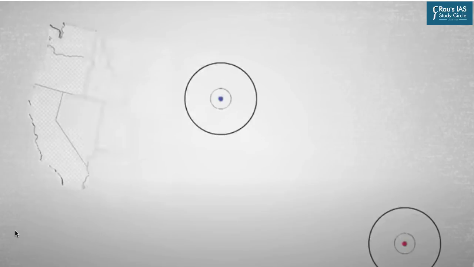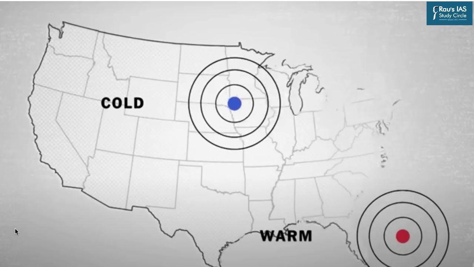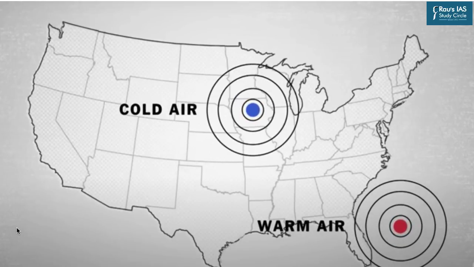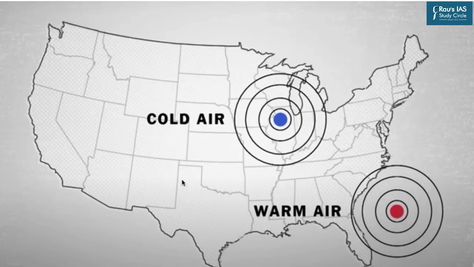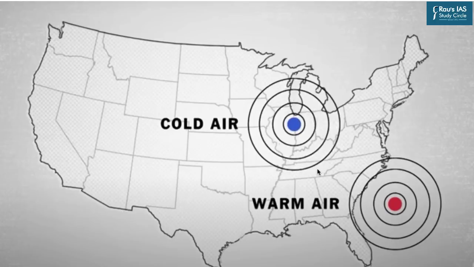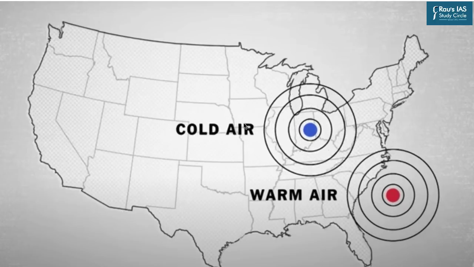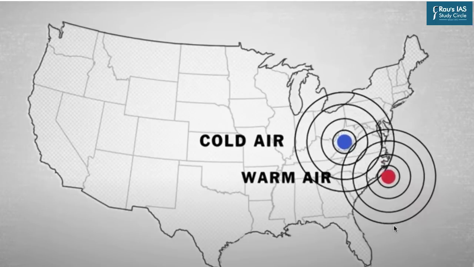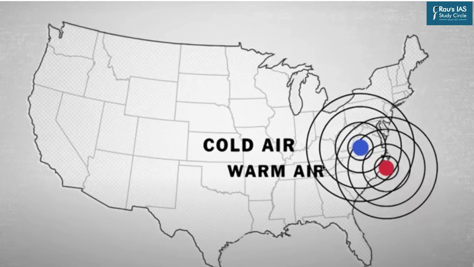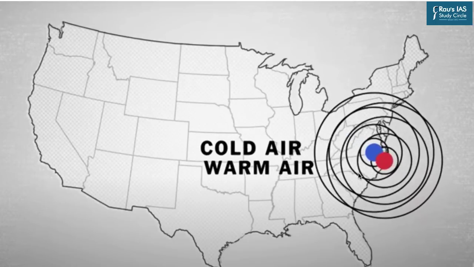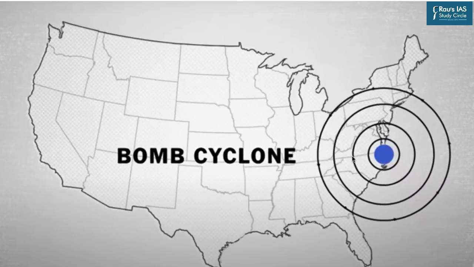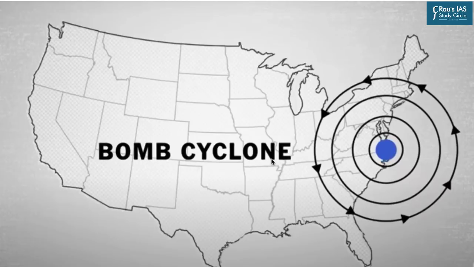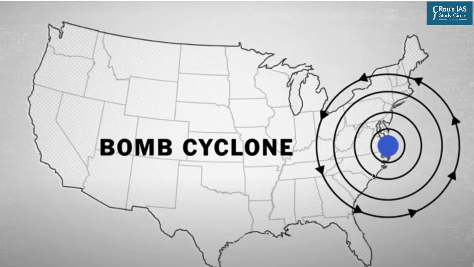First, let us imagine with the help of an animation how the winds move in this bomb cyclone. You can see two air masses coming towards each other. One is from the Canadian side, the northern side, which is cold air, and one is from the tropical warm water, which is warm air. These two air masses collide with each other and form a low pressure, known as the bomb cyclone, on the eastern coast of USA.